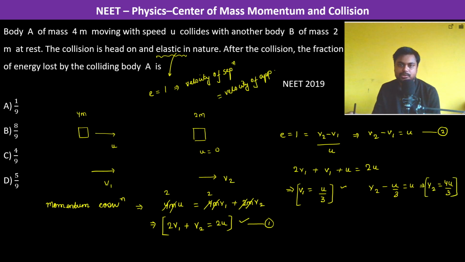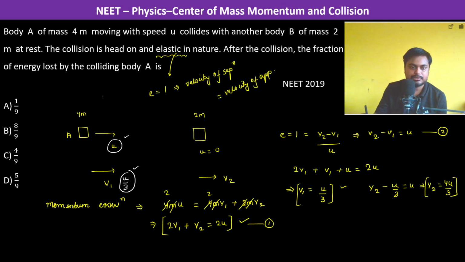Now what's the question? Fraction of energy lost by the colliding body A. So this was the body A. Initially it was traveling with velocity u. Now it is traveling with velocity u by 3. Initially it had half mu square, and now it has half into 4m into u square by 9.